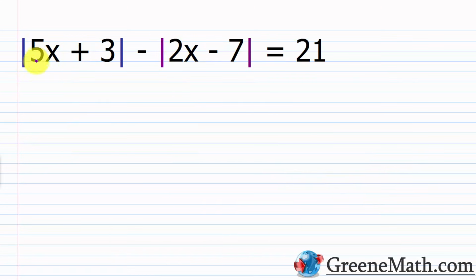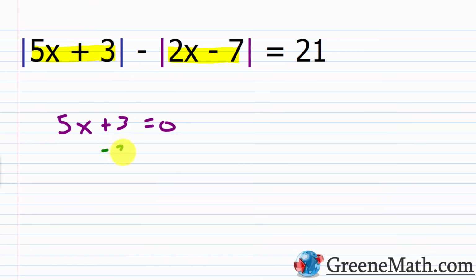So we have the absolute value of 5x plus 3, then minus the absolute value of 2x minus 7, and this equals 21. So again, it's the same thought process. I'm thinking about where this guy is 0 and where this guy is 0. I'm using that to set up intervals on my number line. So we'd have 5x plus 3, and we'd say, where is that equal to 0?